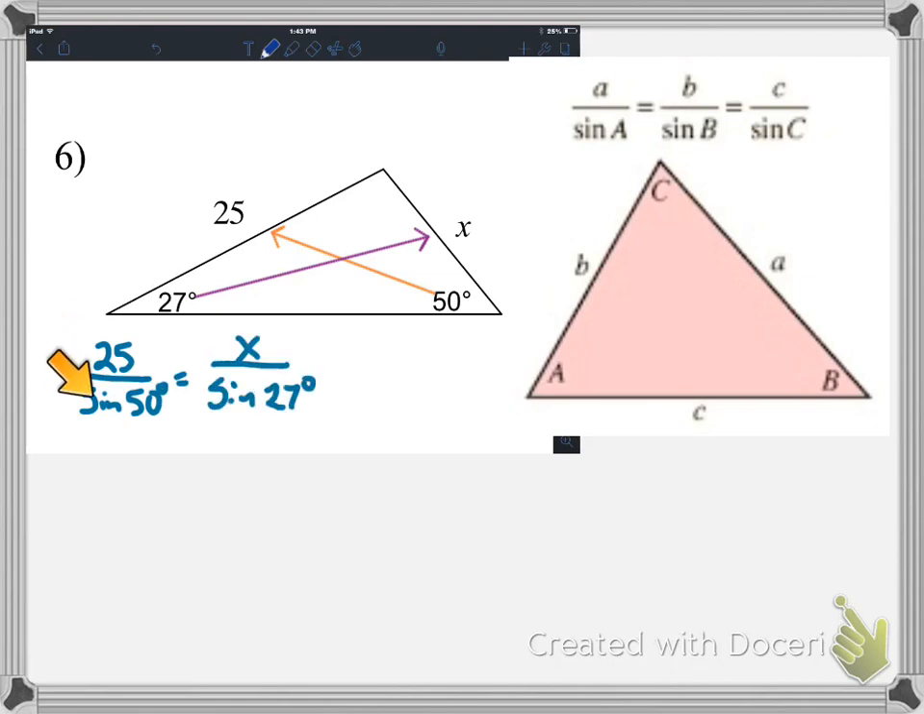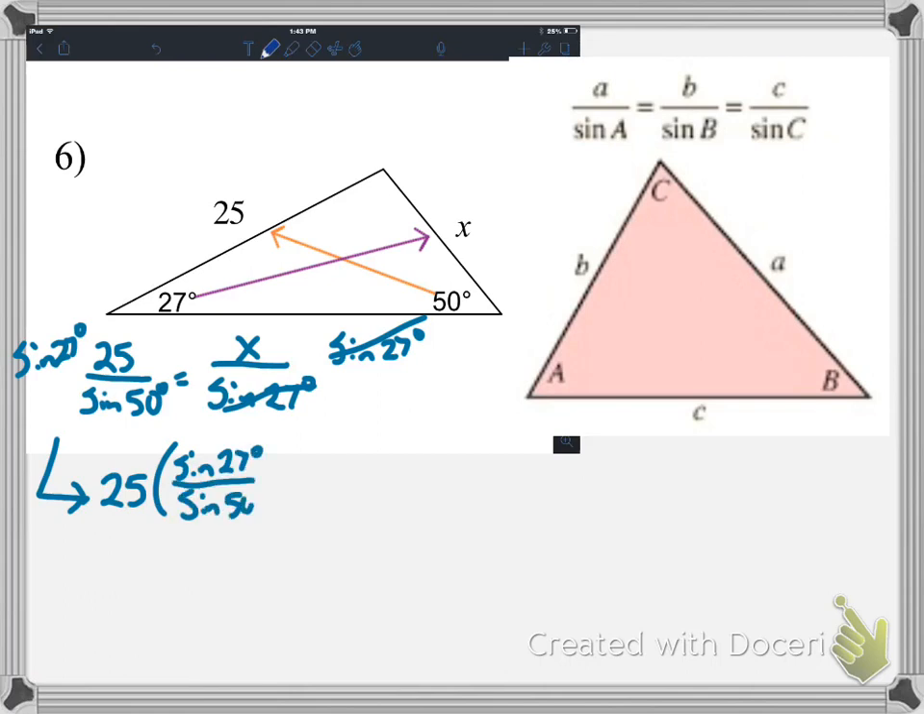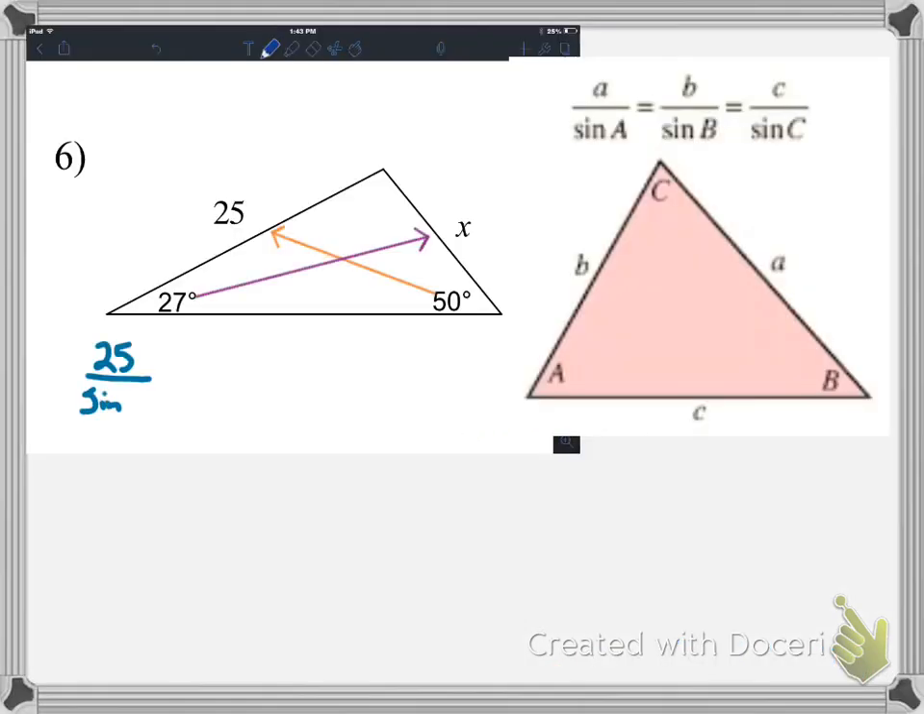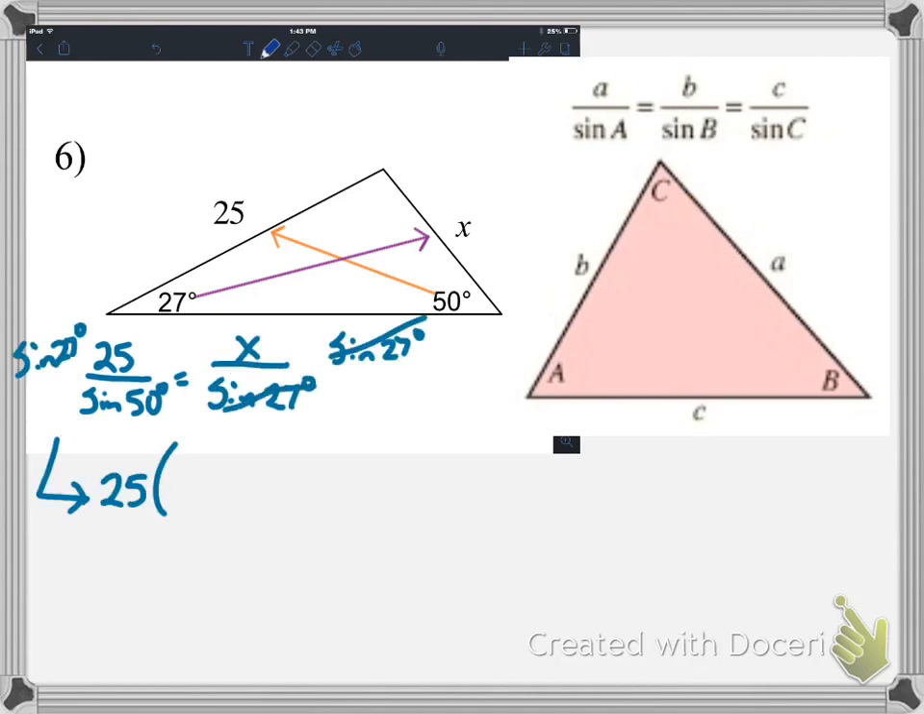So I can set up my law of sines problem just like this. 25 divided by sine of 50 degrees equals x divided by sine of 27 degrees. Now this is a very useful thing. We can then multiply both sides by sine of 27 degrees. And that gives us this, rewritten. Hold on a second. Let's go back. Right here. Look, that's exactly what we had written here. This is what we derived using right triangles. So it's the exact same problem, just with fewer steps.